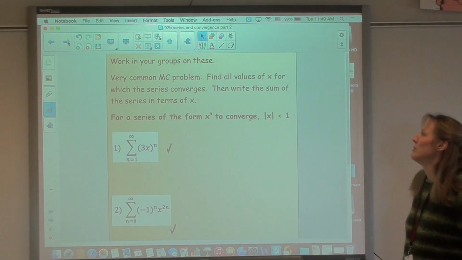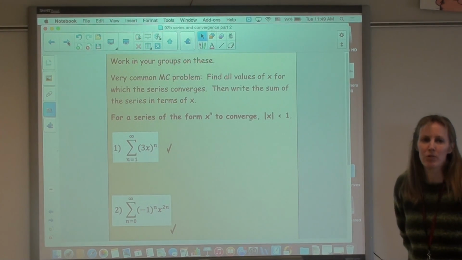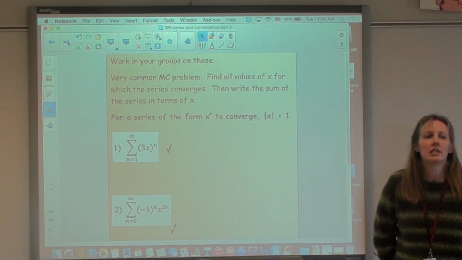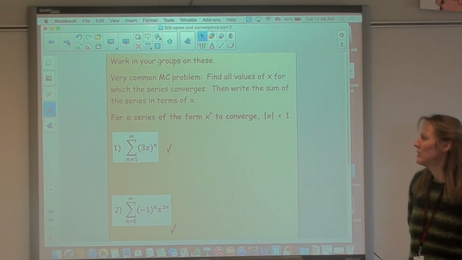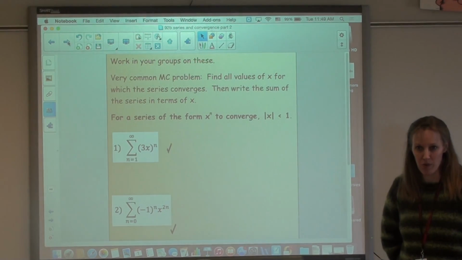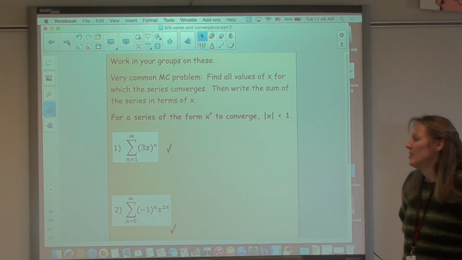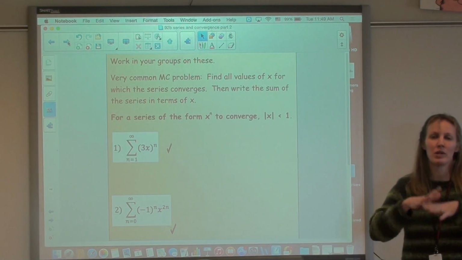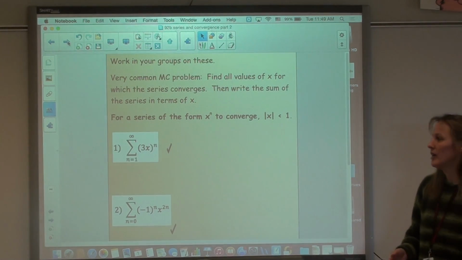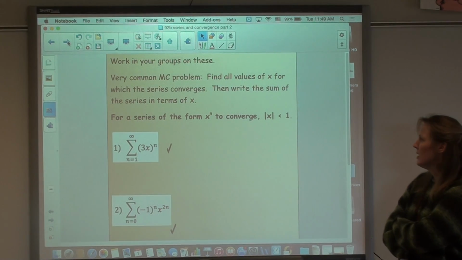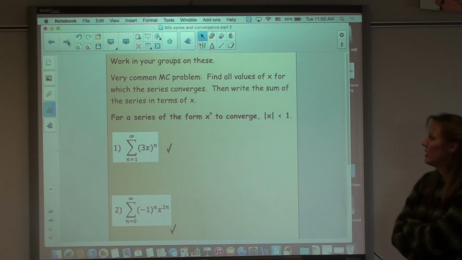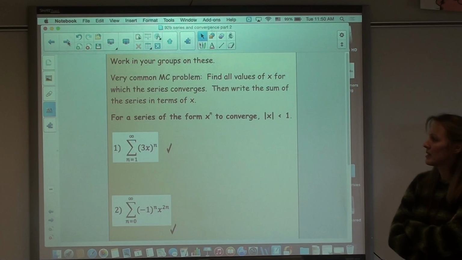So, very common multiple choice problem. I was going through old AP exams trying to find problems on series convergence, and one of the ones that I found a lot happened to match what's in tonight's homework, which is find, and for tonight's homework it's all geometric. The ones on the AP exam have all kinds of different types of sequences, so we're going to revisit this again later on. But anyway, here's what it says. Find all values of x for which the series converges. Then write the sum of the series in terms of x.